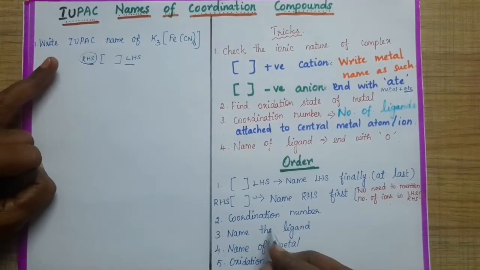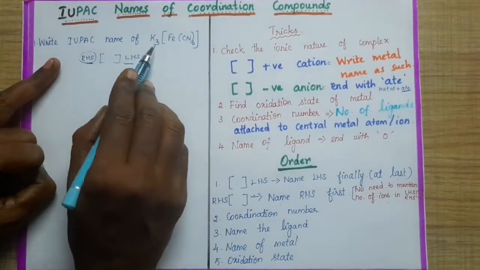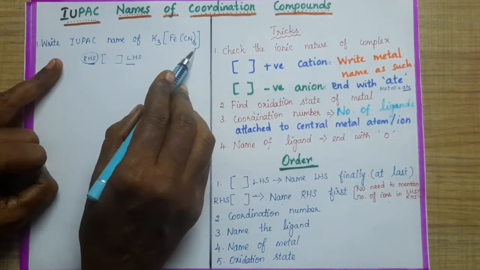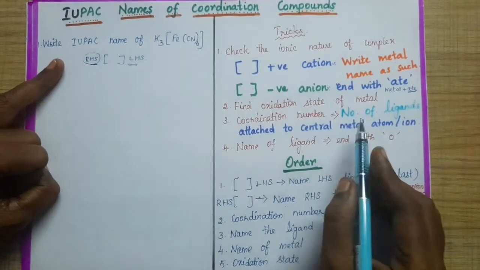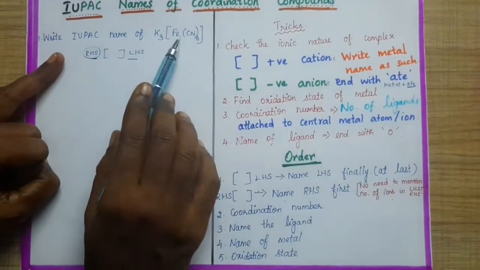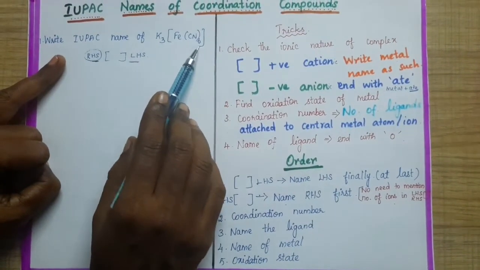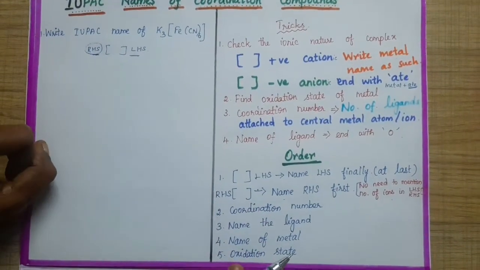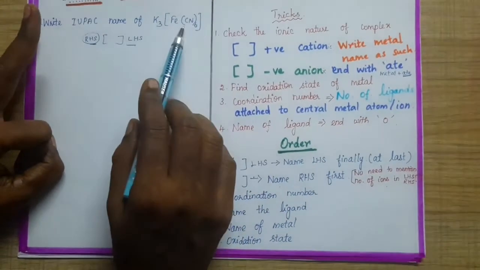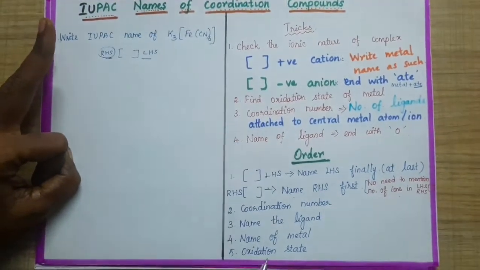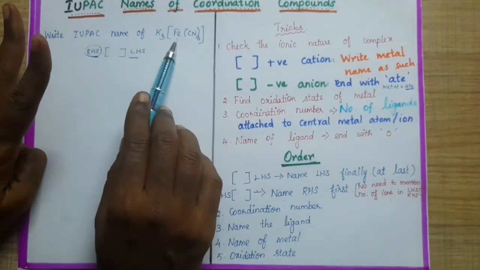What is the second one? Once you name this, then you have to go for the coordination number. So what is the coordination number? Just now I said the number of ligands attached to the central metal atom. So how many ions are attached here? 6. So the coordination number you must know. What is the third one? Name of the ligand. You must know the name of the ligand and the name of the metal.